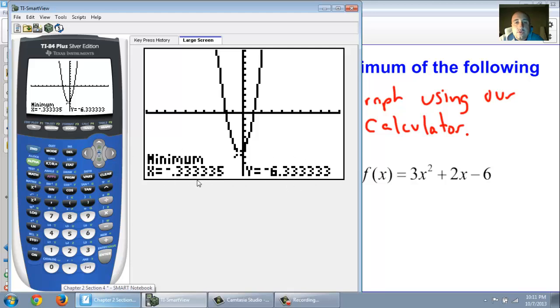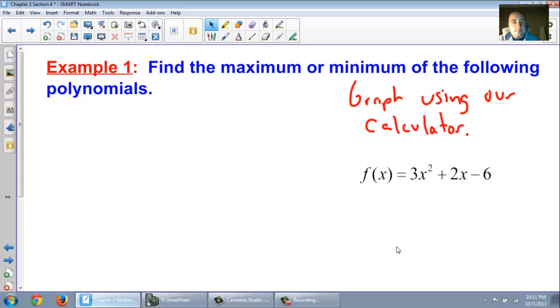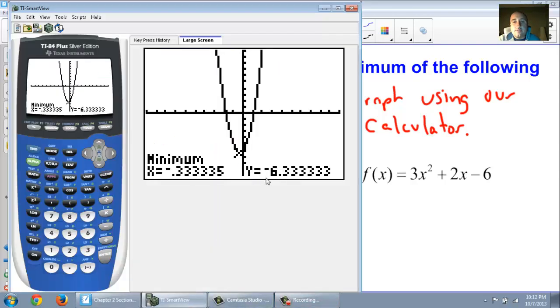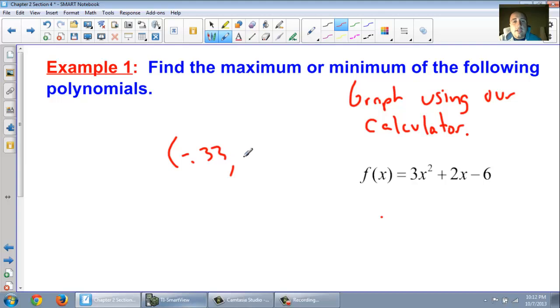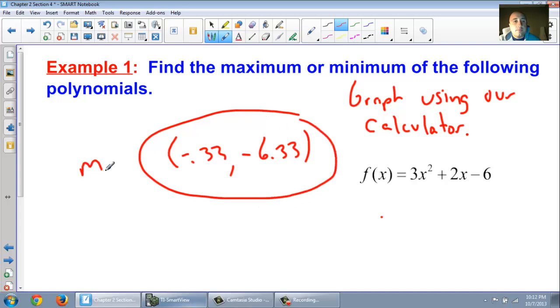This is an ordered pair, so it's negative 0.33, comma, and what was our y value? Negative 6.33. Okay, so that is ours. If you want to write minimum next to it, that'd probably be a good idea too.